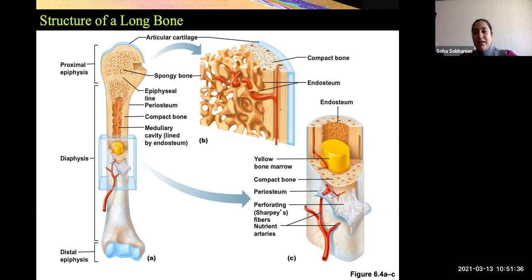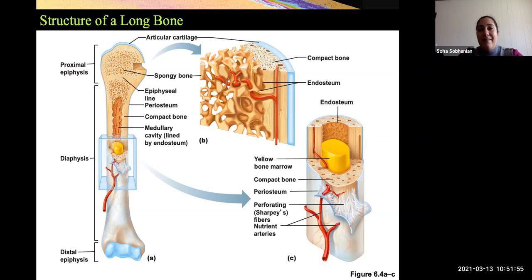You just took an exam on these things today, right? Peri means around, correct. So periosteum basically means it's a connective tissue that's wrapped around the bone. So you have endosteum, which is inside the bone, and periosteum that's wrapped around the bone.